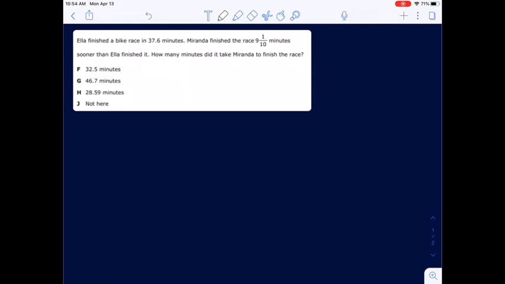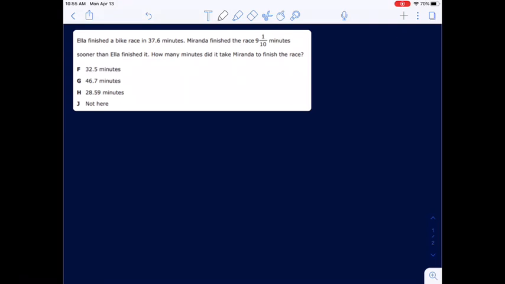Ella finished a bike race in 37 6/10 minutes. Miranda finished the race 9 1/10 minutes sooner than Ella finished it. How many minutes did it take Miranda to finish the race? So there's a lot going on in this problem. The first thing we have to figure out is, are we going to work with decimals or are we going to work with fractions? Because we know if we're going to either add or subtract them, they have to be in the same form. So one way to decide that is look at the answer choices that I'm given.